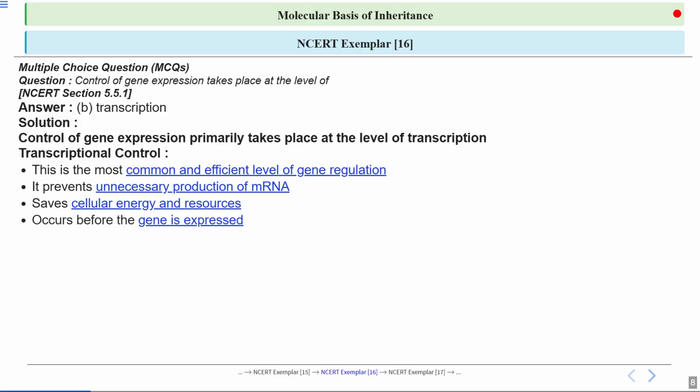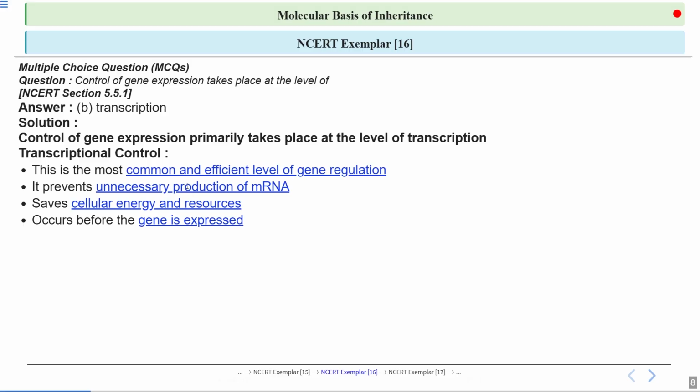Okay. So you can see this kind of gene control is happening at the transcription level. This is occurring before the gene is expressed. What does this mean? It means that when a gene is expressed, proteins are being produced. So DNA is transcribed into RNA, and RNA is translated into proteins.